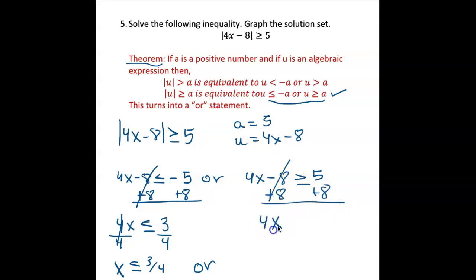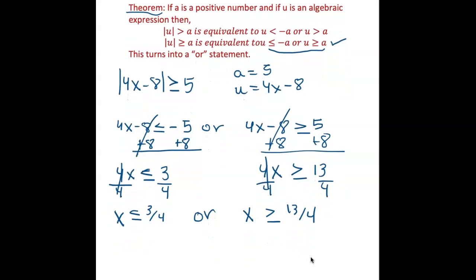We have left with 4x greater than or equal to, what is that? Take 2, 10, 13. Perfect. Divide by 4. Cancels. X is greater than or equal to 13/4. So now we have to go ahead and graph our answers in our number line.